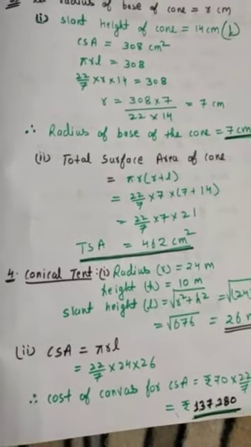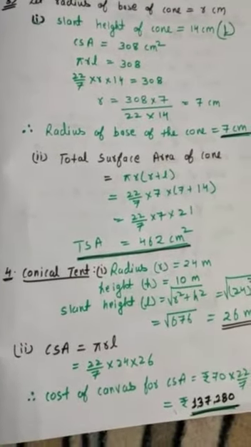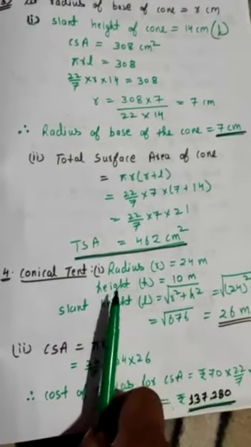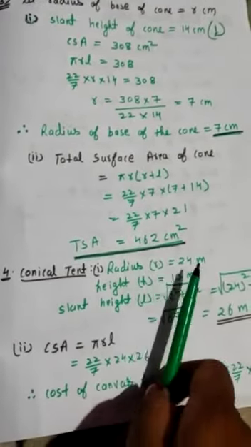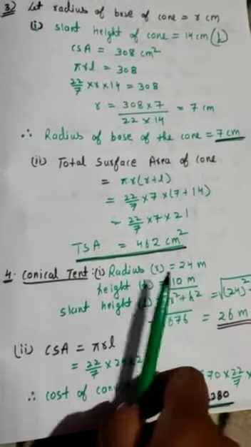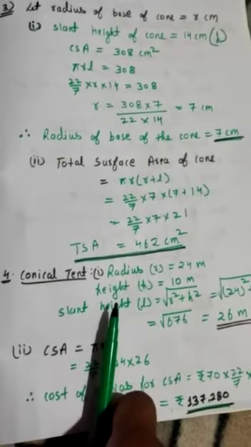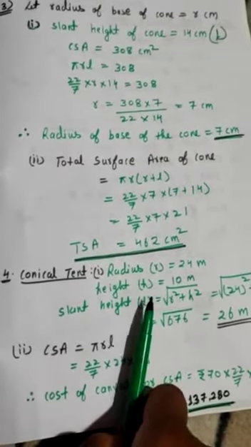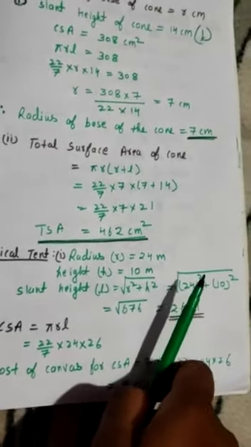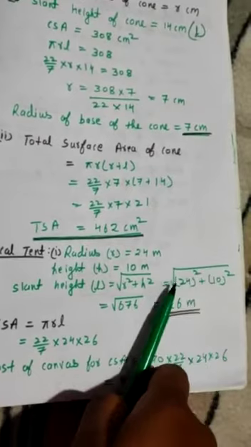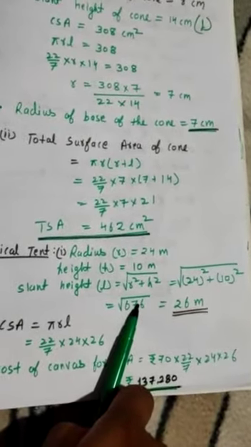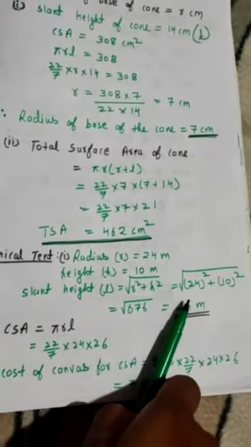Now question number 4, that is the last question for today. A conical tent is there. Its radius is 24 meters and height is also 10 meters. So first of all you have to calculate the slant height. You know the formula for slant height is the square root of r square plus h square. So it will be 24 square plus 10 square. Okay, that is 576 plus 100, which will give you 676, and its square root is 26.